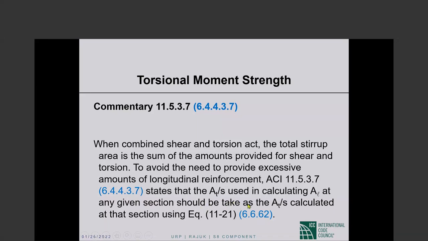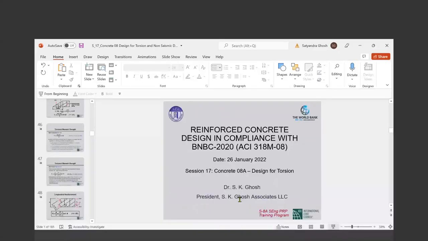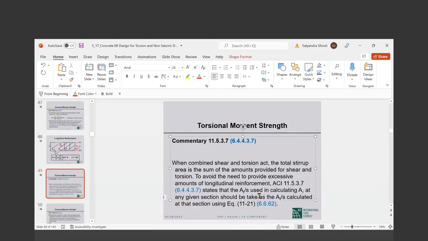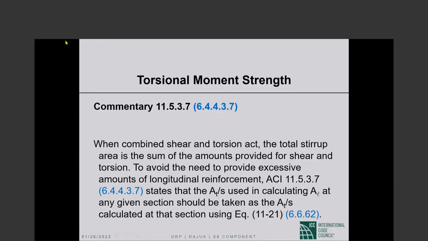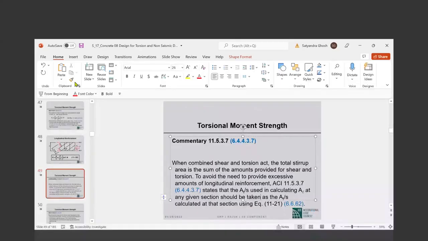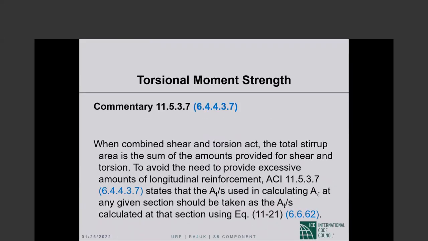There's a mistake here. So section should be taken as that. That's what is missing. So A sub T over S used in the calculation of A sub L at any given section should be taken as the A sub T over S calculated at this. I told you that you will use the same value as in the calculation of T sub N.